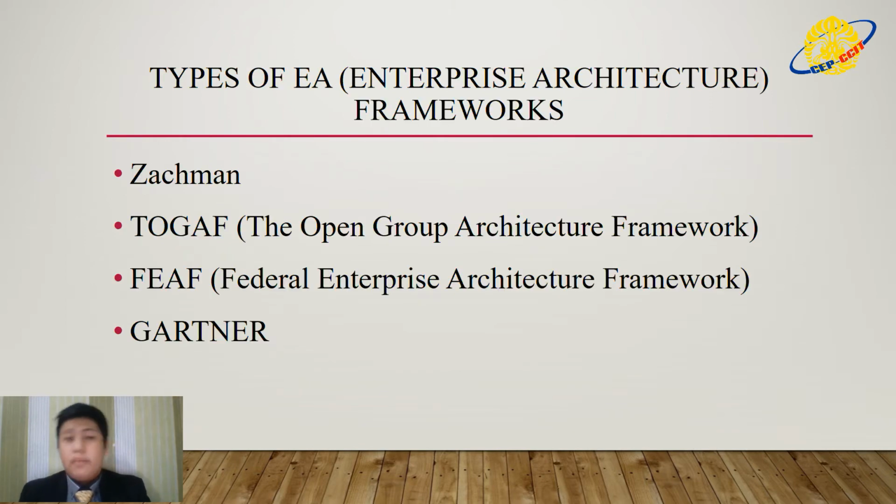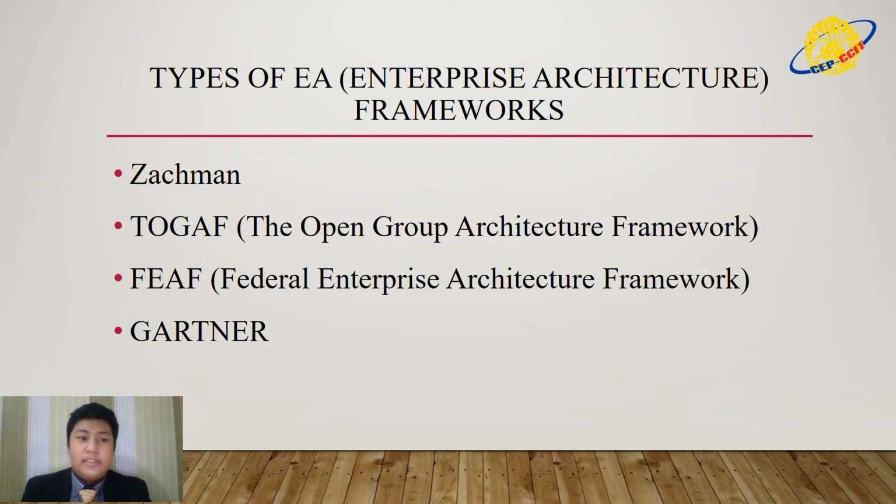Next, I will explain the types of EA framework or Enterprise Architecture Framework. There are four. The first is the Zachman Framework. John Zachman published the Zachman Framework for Enterprise Architecture in 1987 and is considered one of the pioneers in this domain. The Zachman Framework has six perspectives or views: planner, owner, designer, builder, subcontractor, and also user.